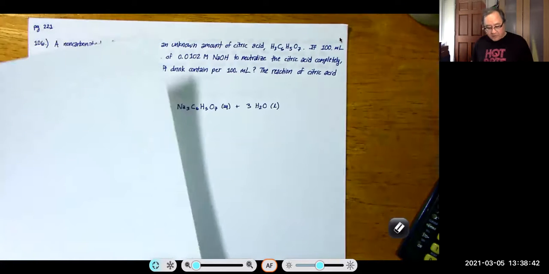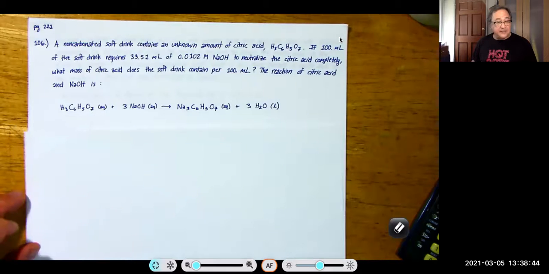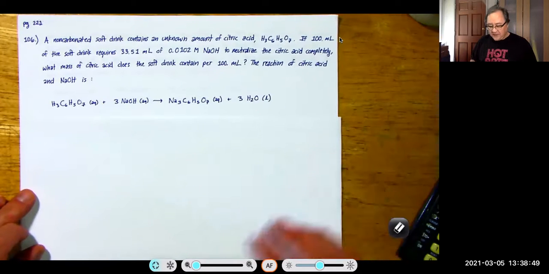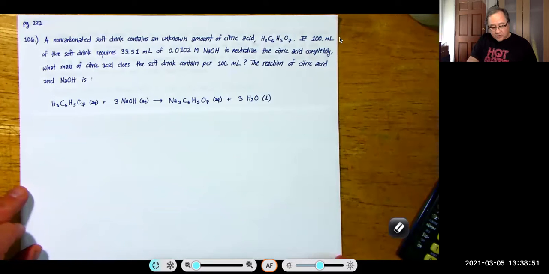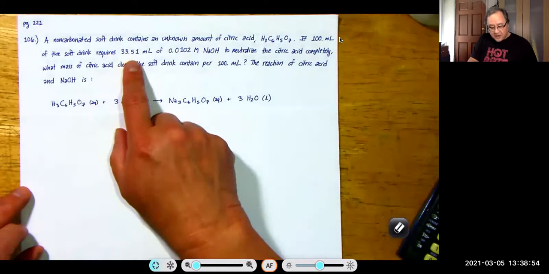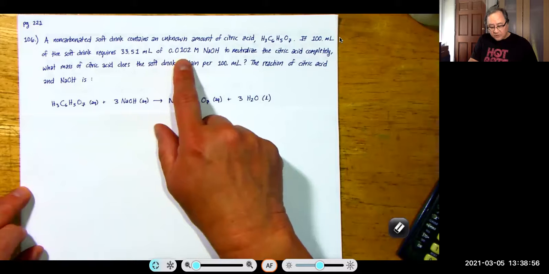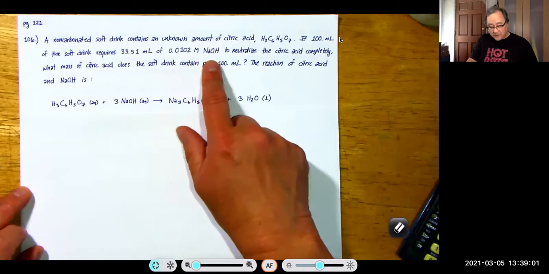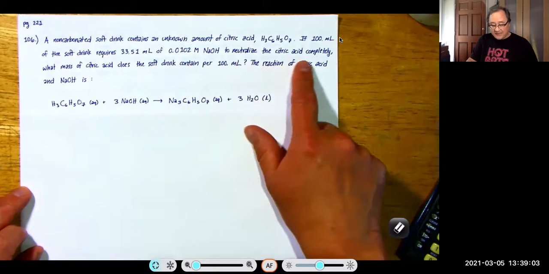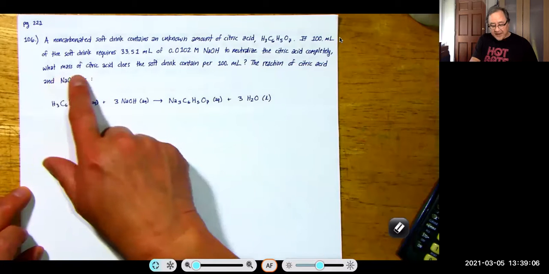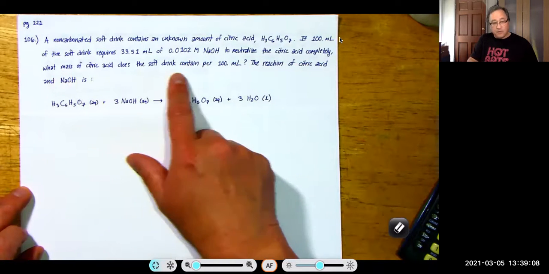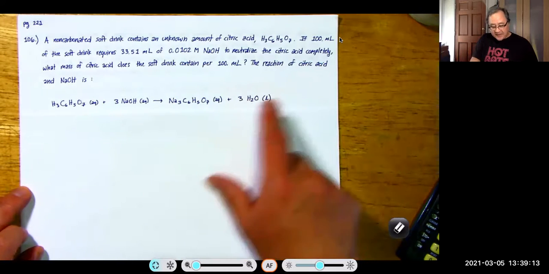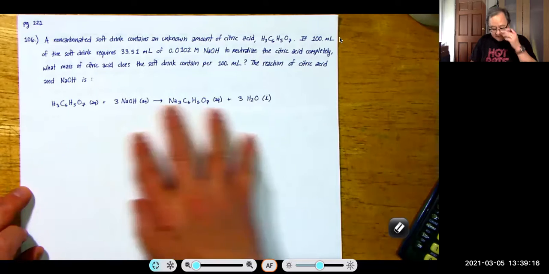So in this problem, we're told that a non-carbonated soft drink contains an unknown amount of citric acid. If 100 milliliters of the soft drink requires 33.51 milliliters of 0.0102 molar sodium hydroxide to neutralize the citric acid completely, what mass of citric acid does the soft drink contain per 100 milliliters? The reaction of citric acid and sodium hydroxide is as follows.